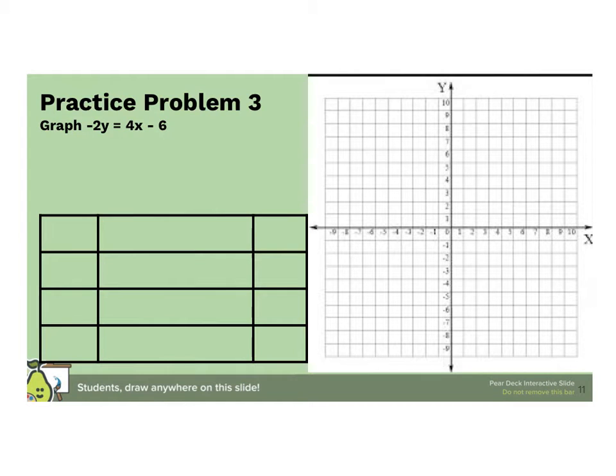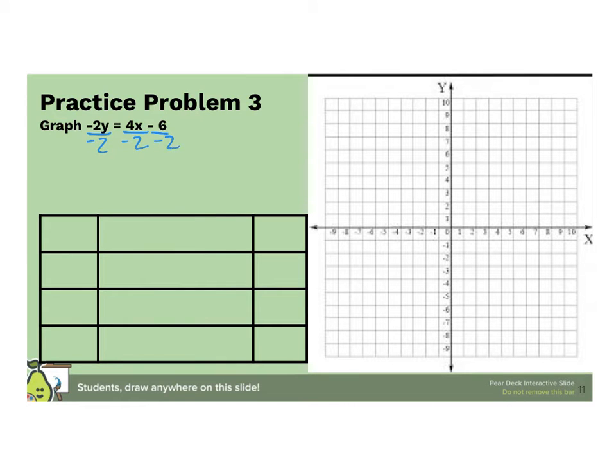Okay, negative 2y equals 4x minus 6. First step, do I multiply or divide? Well, it's an integer. It's not a fraction, so I divide. What do I divide by? Negative 2. Hopefully you didn't say 2.